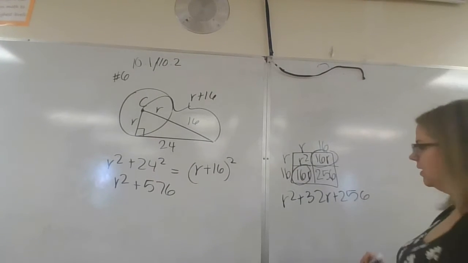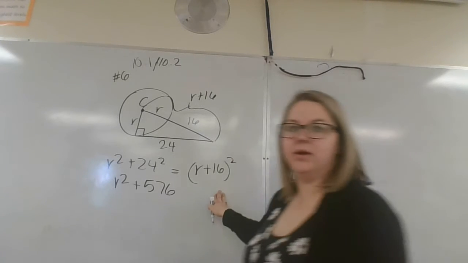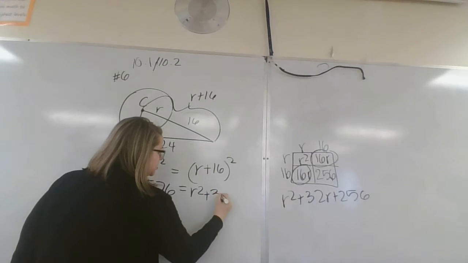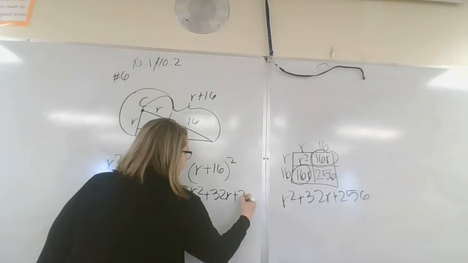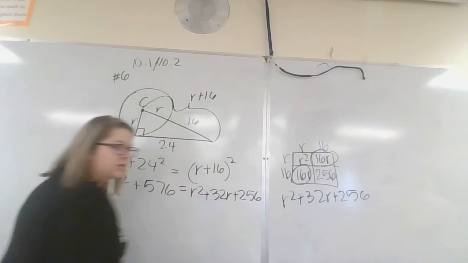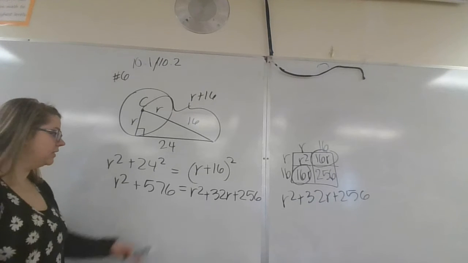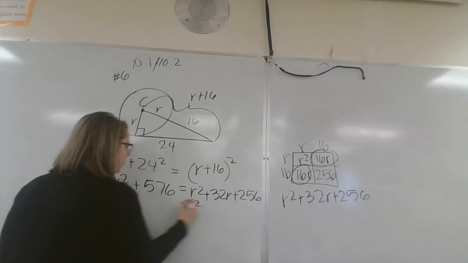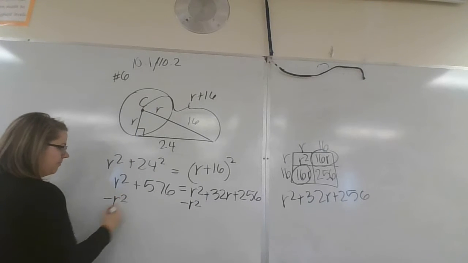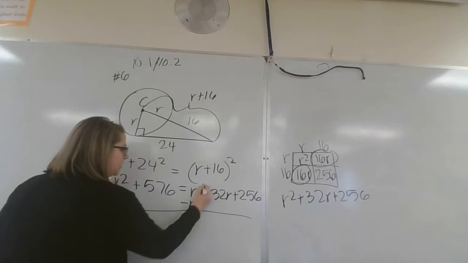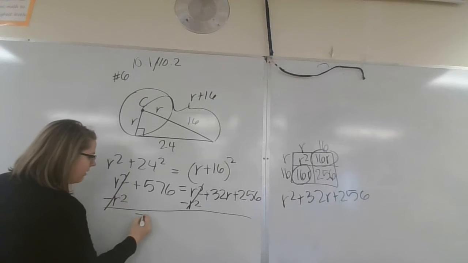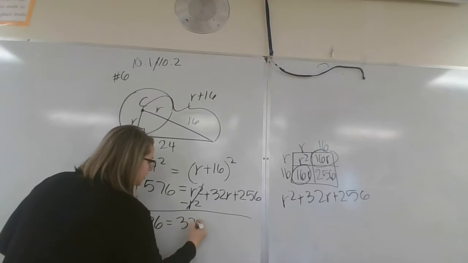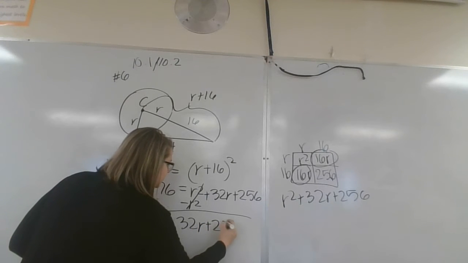Okay, now I can fill that in over here. So these two equal R squared plus 32R plus 256. Now, I want to get my R's on the same side, so I'm going to minus this R squared here, minus this R squared here. These cancel. I get 576 equals 32R plus 256.